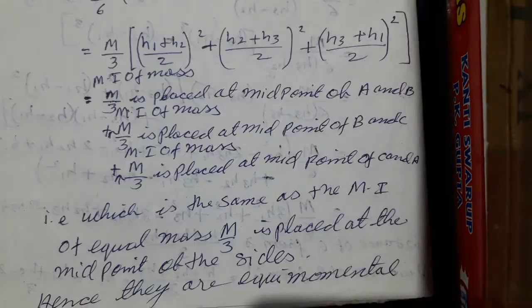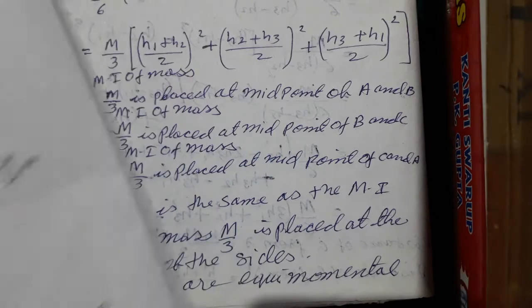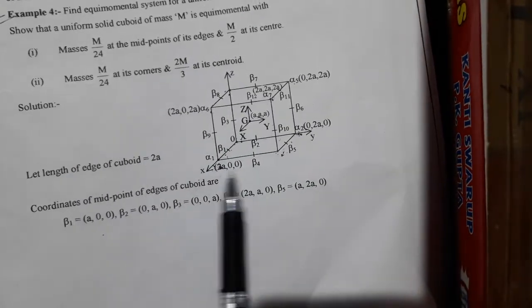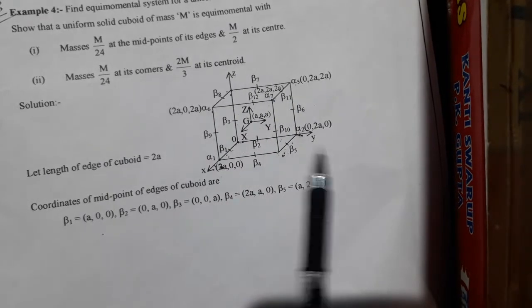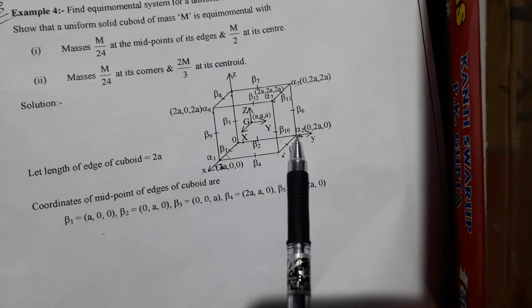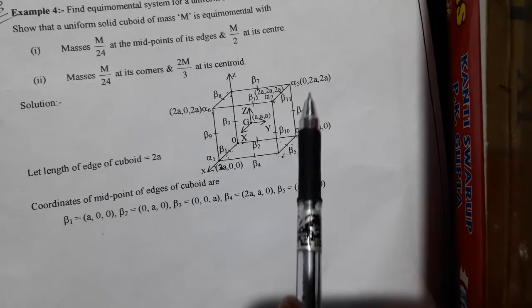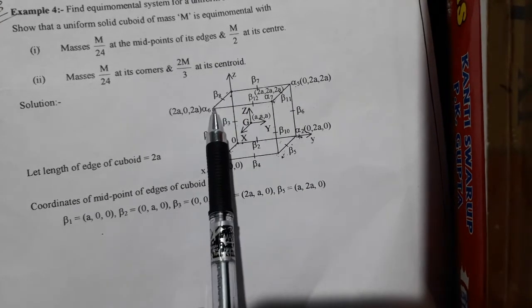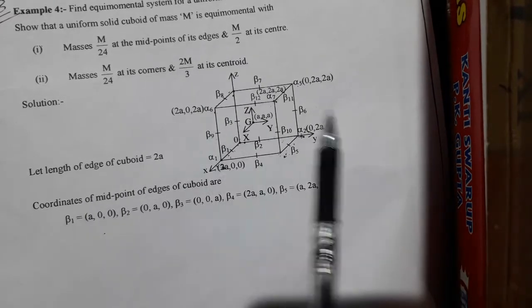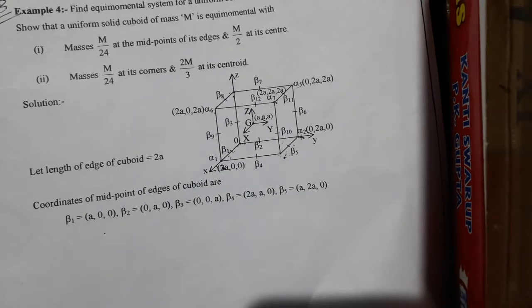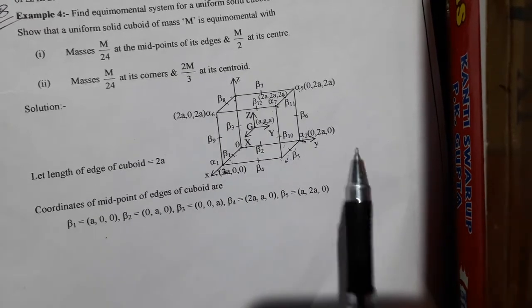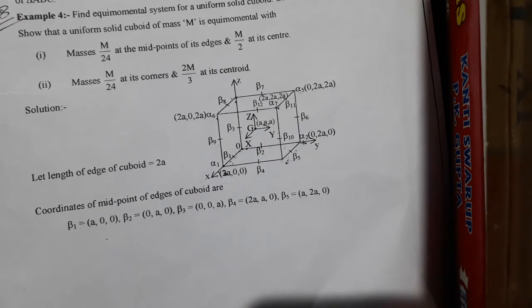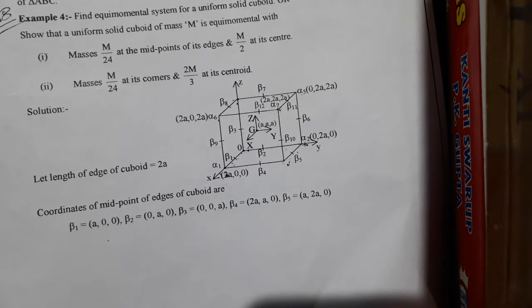First of all, you have to find the coordinates at the corners, because here we have mass at the corners. So you have to find the coordinates at each corner. How many corners will be there? 1, 2, 3, 4, 5, 6, 7, 8 corners. In a cube we have 8 corners. So you have to find alpha 1, alpha 2, alpha 3 till alpha 8, like how I've explained in the previous video. You find in that way.